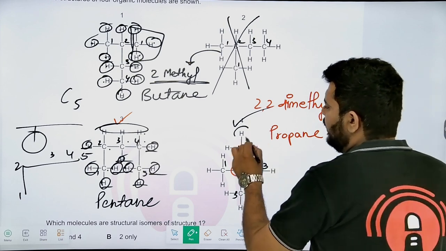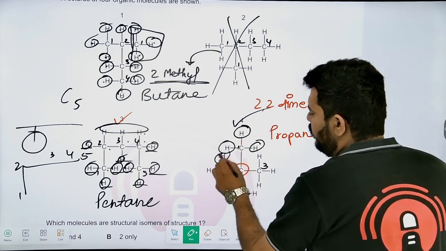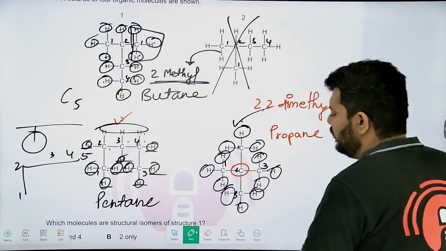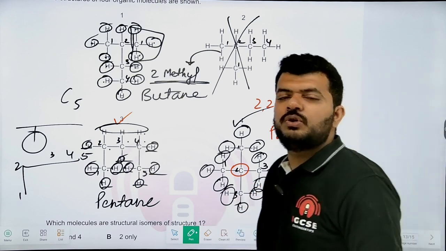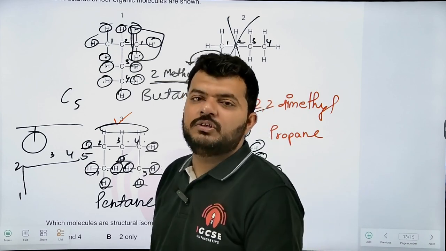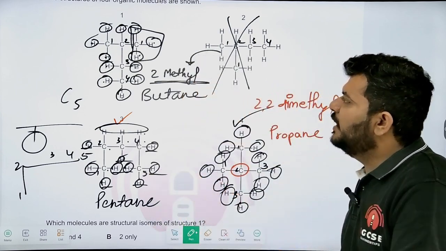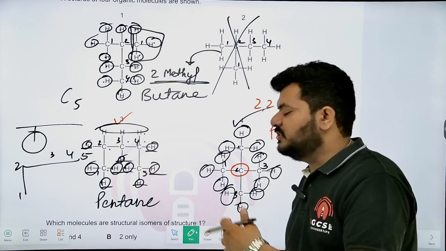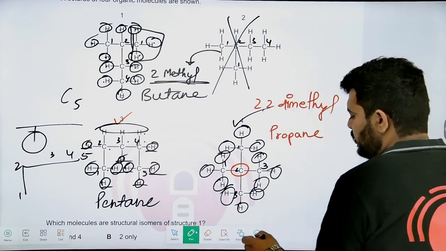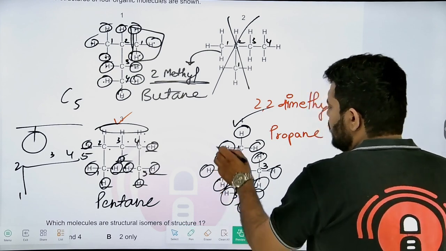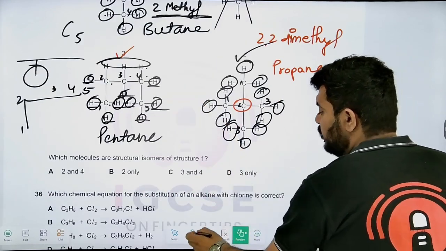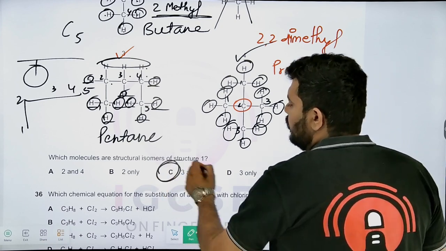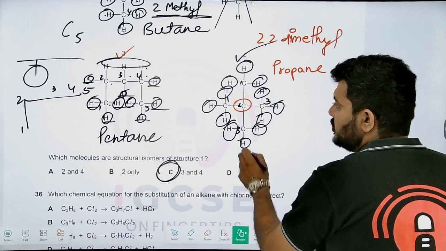Let's count the number of hydrogen: 1, 2, 3, 4, 5, 6, 7, 8, 9, 10, 11, and 12. Right? I'm not saying you should not count the number of hydrogen. Make your job easier. If all of them are alkanes, you can first find the number of carbon, then the name, and then check for hydrogen just to be sure. So only 3 and 4. Let's see if there are options like that. Yes. Option C is your answer.